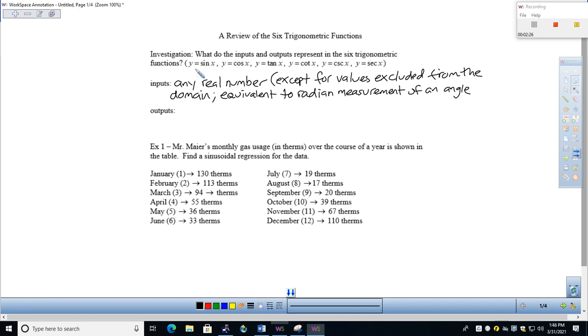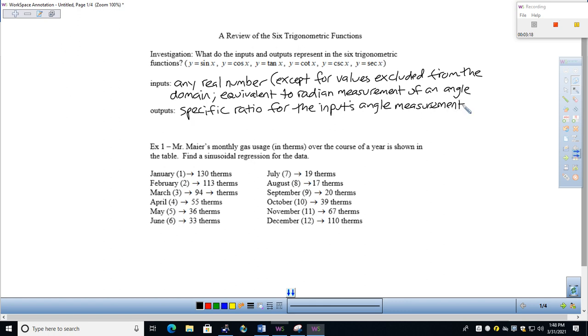Now the outputs, as we get into this piece, represent the specific ratio for that angle measurement. So let me write this correctly for you. So I would write it as the specific ratio for the input's angle measurement. Okay, so inputs are the angle, outputs are the ratio.